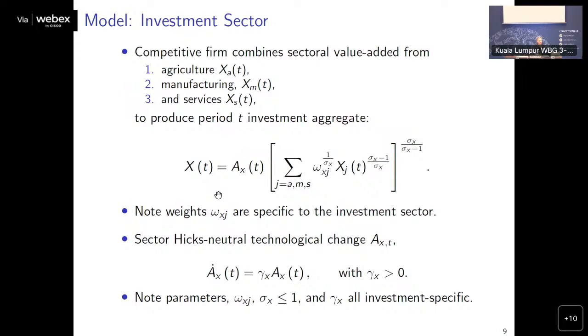Then there's the investment sector. The investment sector comes from value added in agriculture, manufacturing, and services, which is again a CES aggregate. What's different about this one than the consumption aggregator I just showed you is that the weights on the different sectors could be different. And I mentioned that in general, investment is much more intensive in manufacturing or the industrial sector than consumption is. Then we could have potentially a different elasticity of substitution here in investment than in consumption.